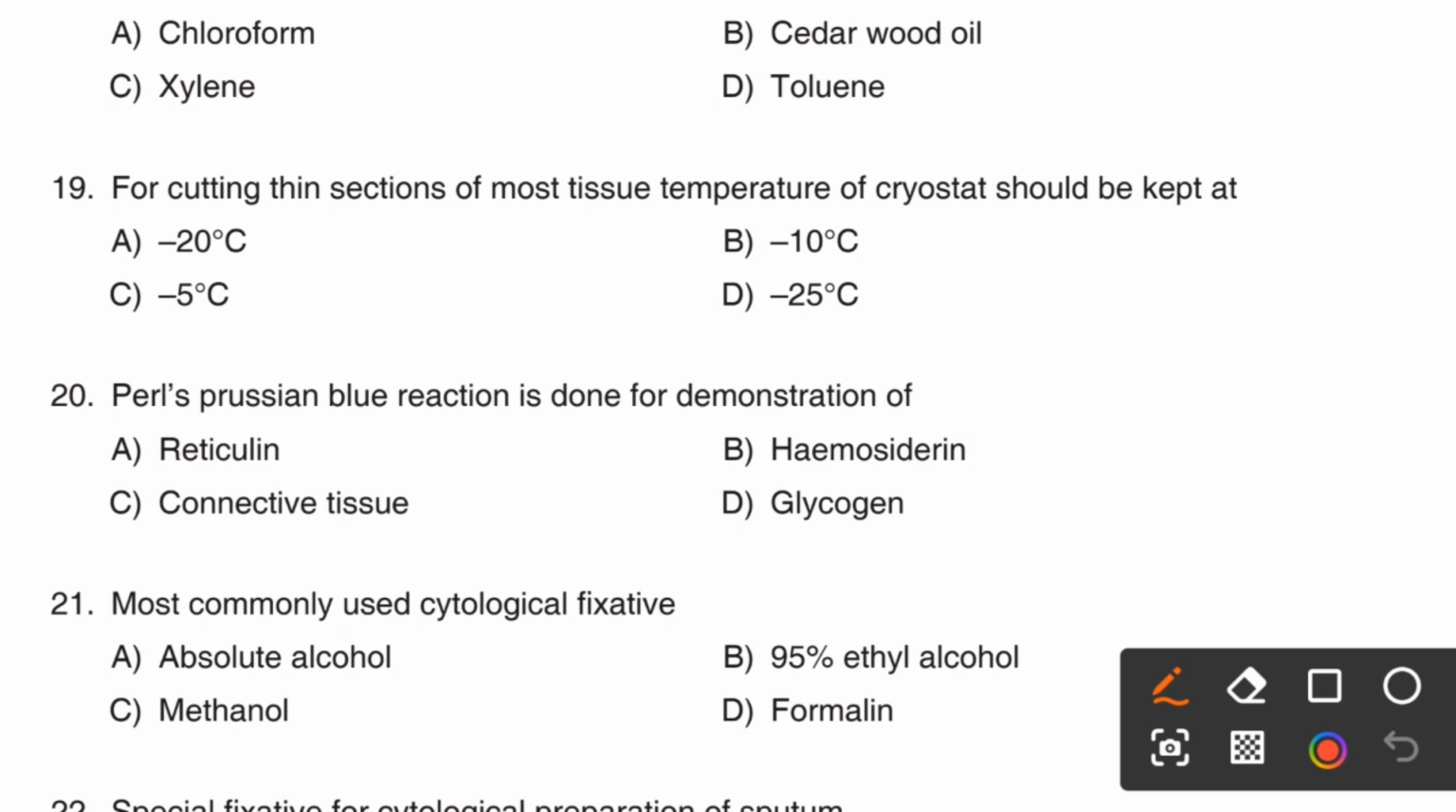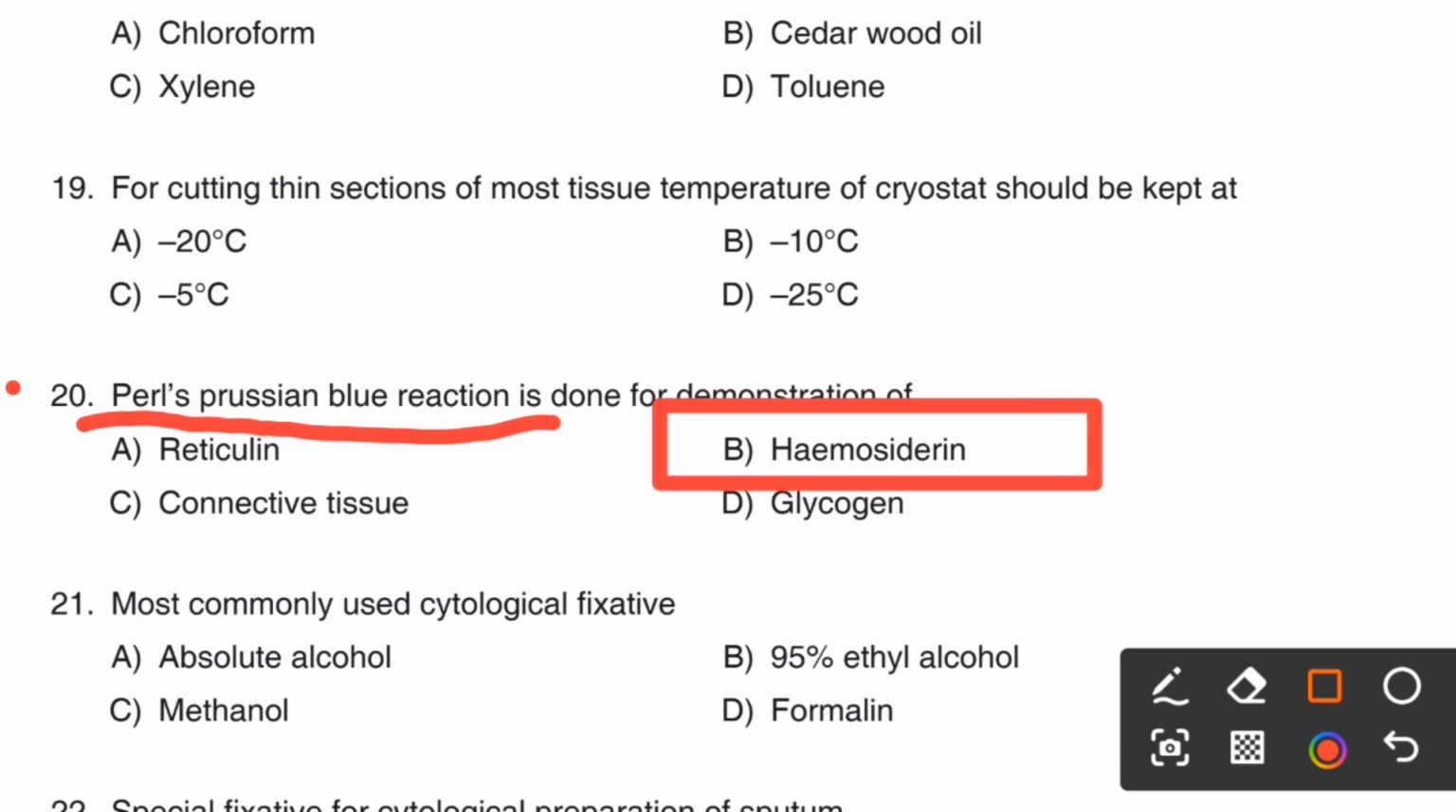Next question. Perls' Prussian blue reaction is done for the demonstration of option A, reticulin, option B, hemosiderin, option C, connective tissue, option D, glycogen. Perls' Prussian blue stain is used for hemosiderin. Perls' Prussian blue is an iron stain and hemosiderin is an iron pigment.